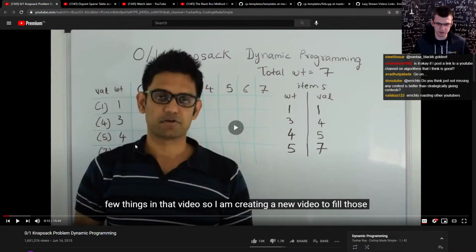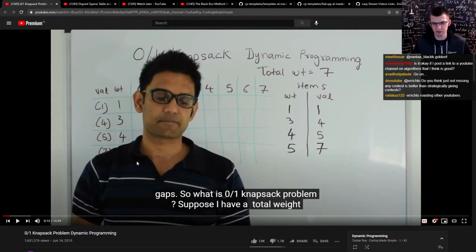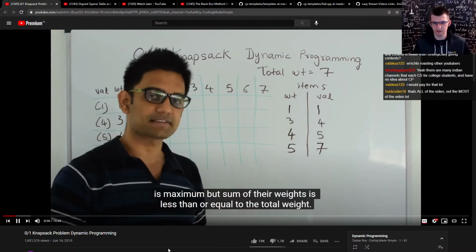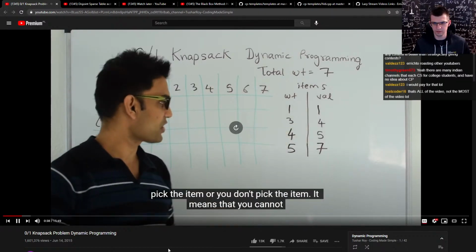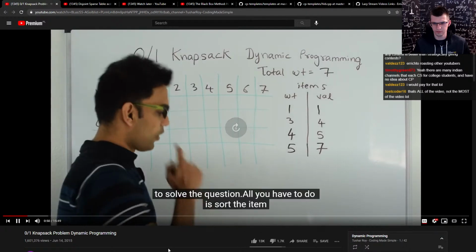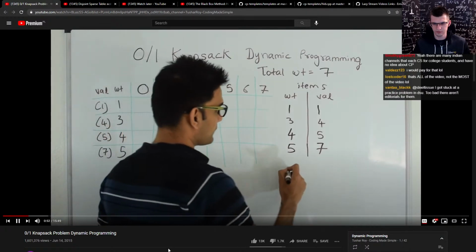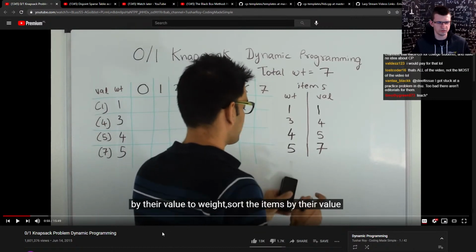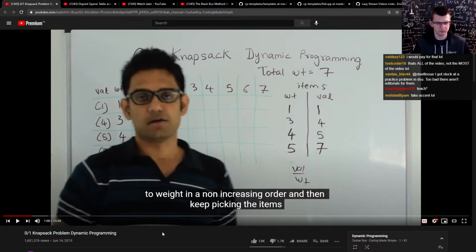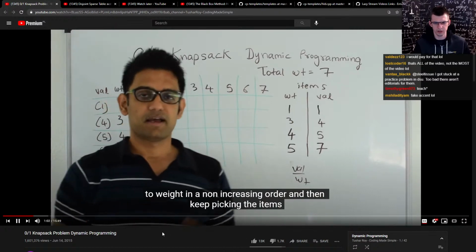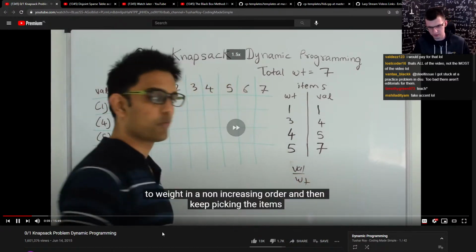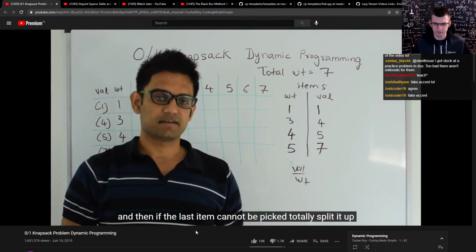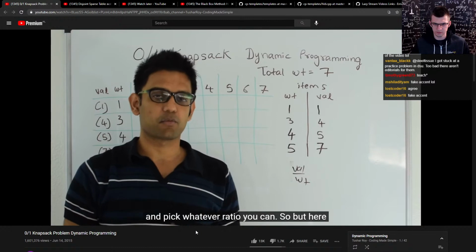If there is nothing more, to fill those gaps. Is there actually anything more here? This explains? So what is the 0-1 knapsack problem? Use is maximum, but some of the weight, or you don't pick the item. All you have to do is sort the items by their value to weight. Do you need to sort the values? Non-increasing order, and then sort the items by value to weight in non-increasing order. Is he describing greedy? And then keep picking the items, and then if the last item cannot be picked totally, split it up and pick whatever ratio you can.